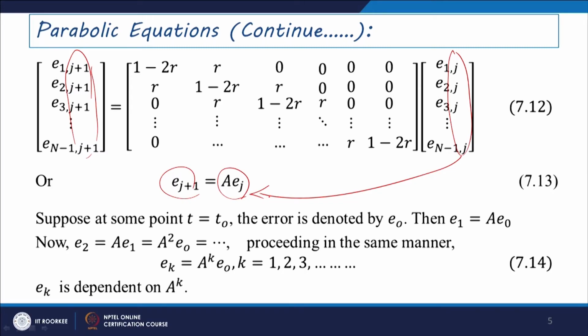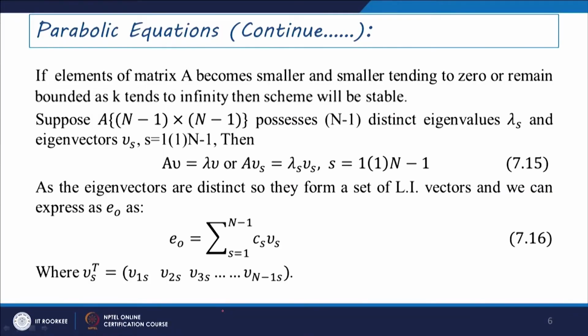So recursively, E1 is nothing but A E0, so we can write A squared E0, and proceeding in this manner, we find that Ek can be written as A to the power k E0 here. And we find that Ek is dependent on A to the power k, since this is the error associated with each of these sequences inside the matrix itself. If the elements of the matrix A become smaller and smaller, tending to 0, or remain bounded as k tends to infinity, then the scheme will be stable.